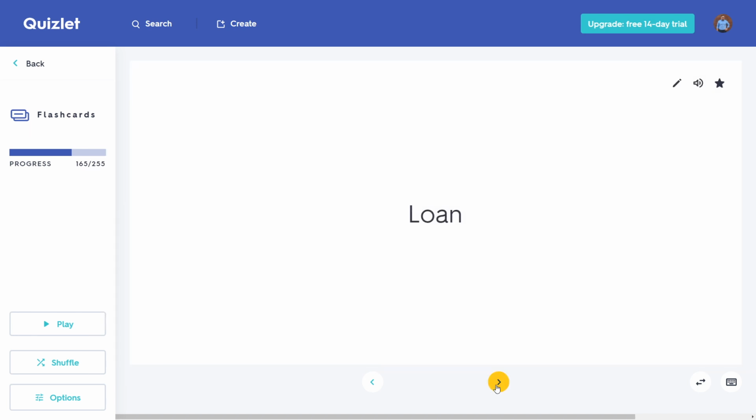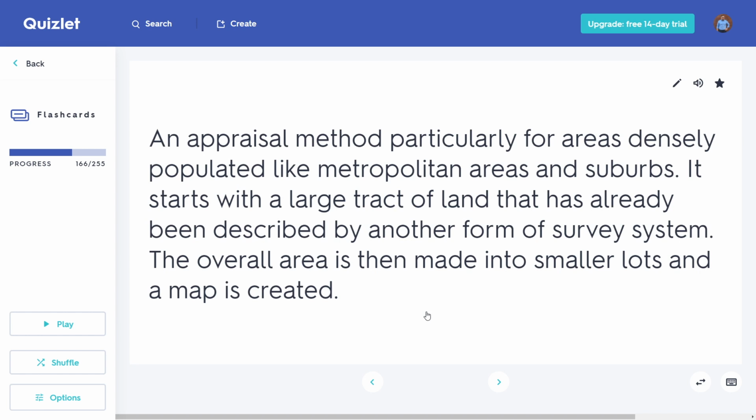All right, easy one. Next one, lot and block. So, I'm gonna give you guys some time for this one. Think it over. All right. What is lot and block? Well, if you guys have been paying attention, to call back to some of our earlier definitions, this is an appraisal method. So the way this works is it's an appraisal method particular for areas densely populated, like metropolitan areas and suburbs. It starts with a large tract of land that has already been described by another form of survey system. The overall area is made into smaller lots and a map is created.